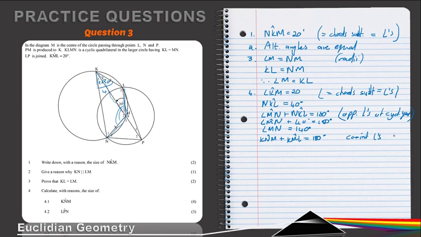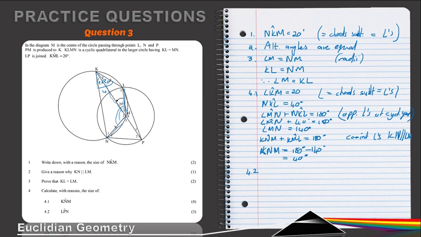And we know that KN is perpendicular to LM. And therefore KNM is equal to 180 degrees minus the 140 degrees, which is then equal to 40 degrees. So this was 4.1. Then finally 4.2, LPN.